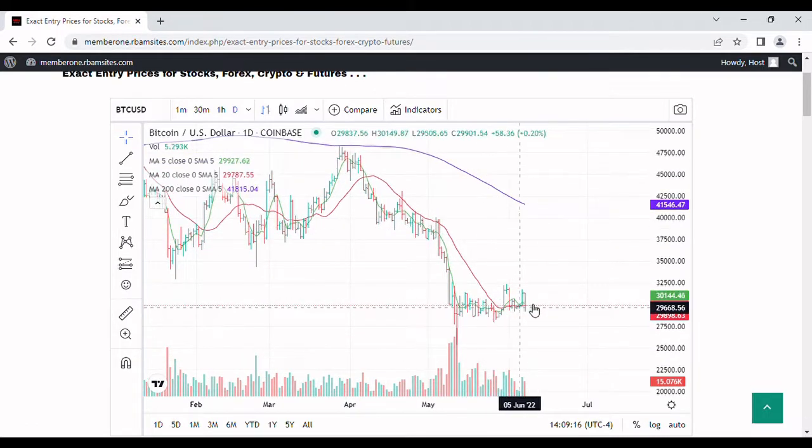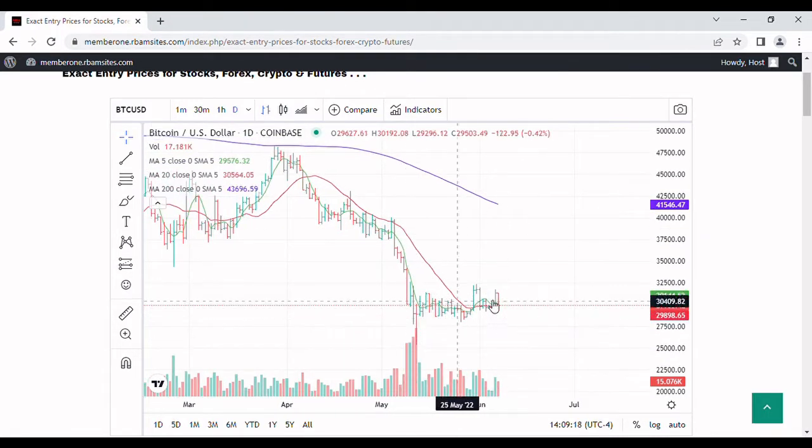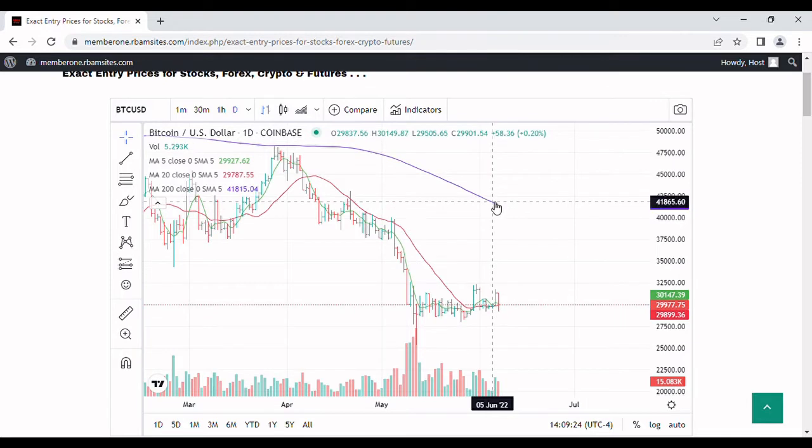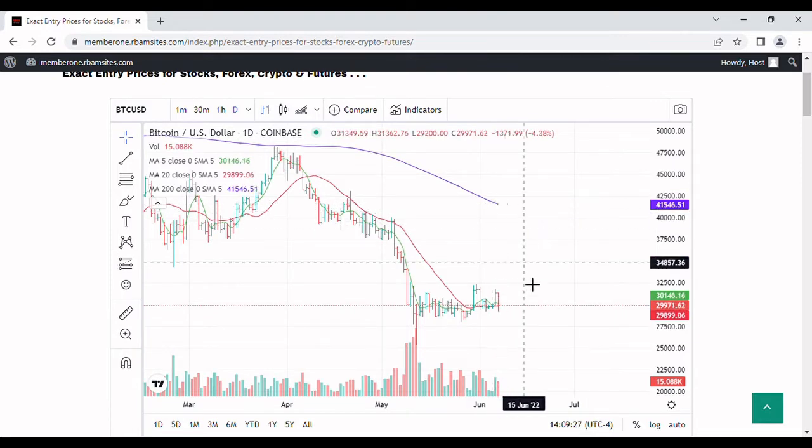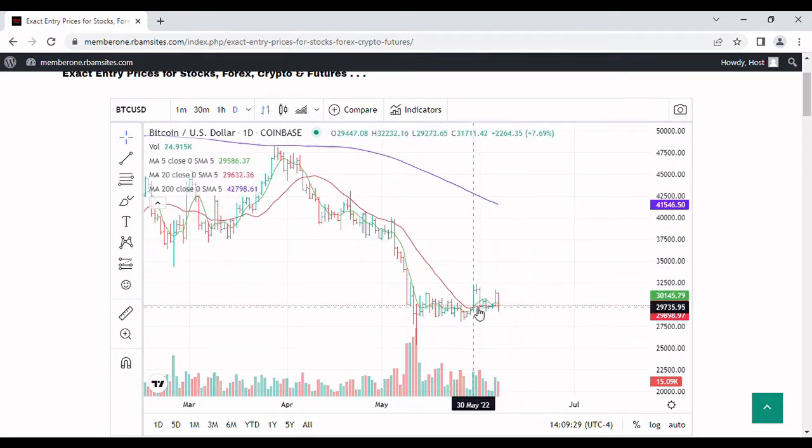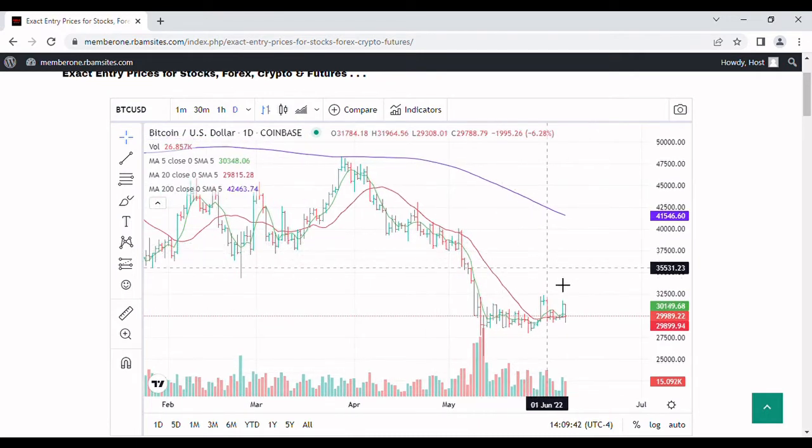Now, we move down to where we are today, or the last couple of weeks, sideways. Even the 5-day is sideways. The 20-day moving average is flat. We're still below the 200-day moving average, so we're officially still in a bear market. But you'll notice this distance between here, this 29,000 roughly, and 41,000. That is a tremendous difference, to what I would call some large amount of risk as to whether or not we're still in a bear market.